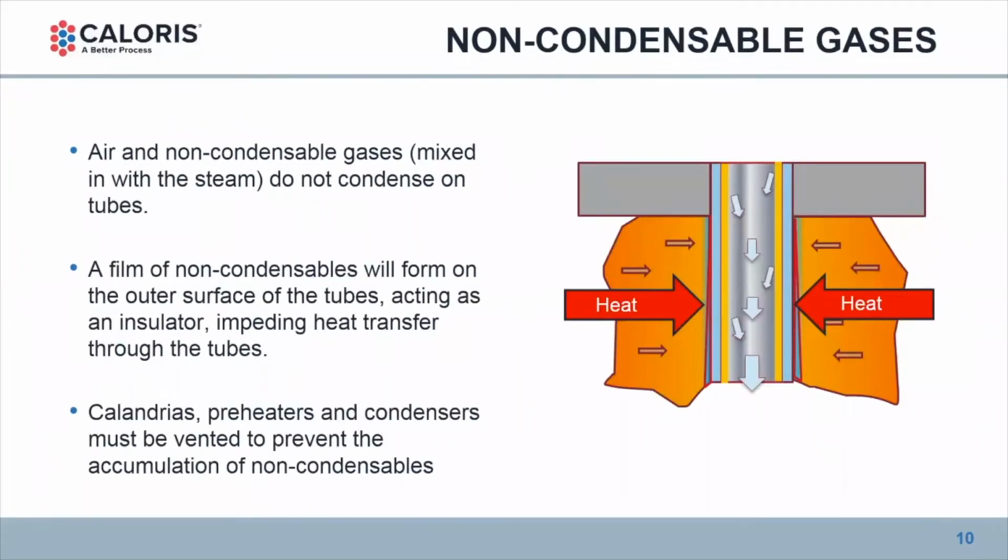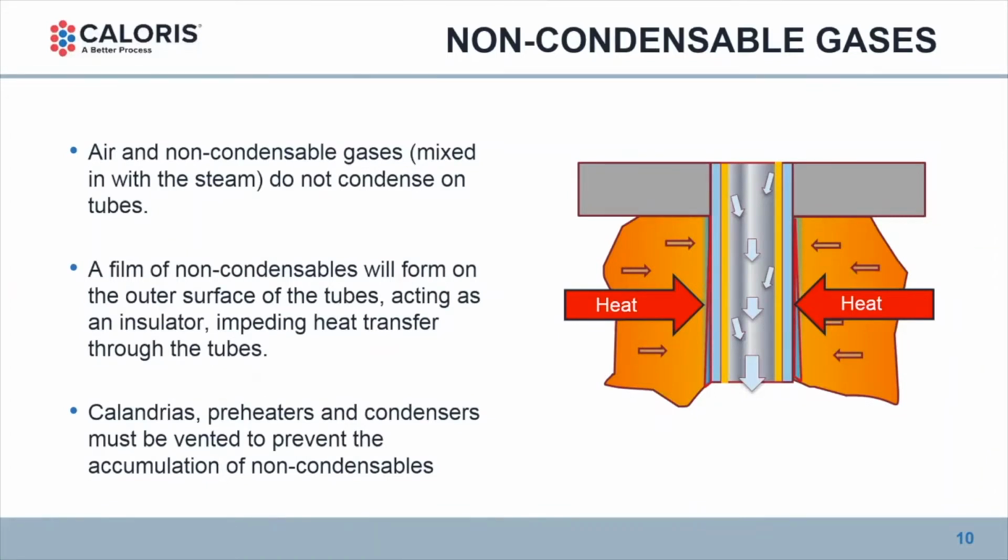What happens when we get non-condensable gases into the system? Air mixes with the steam on the shell side, but it doesn't condense. And a film of that non-condensable gas starts to form and can collect at the outside surface of the tube, and it becomes an insulating barrier, referring back to the fact that air has a heat capacity 1/4 of water. It's not a very good heat transfer medium.